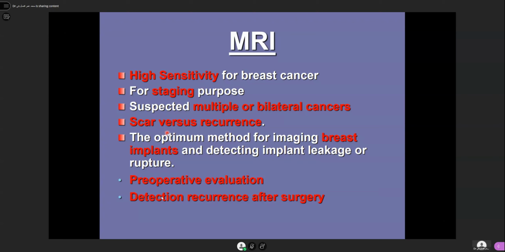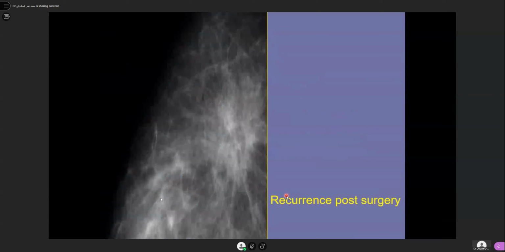So this is the biggest advantage of MRI, and this rule can be applied anywhere in the body. If there is a tumor of any tissue in the body, and we want to differentiate between a surgical scar and a recurrence, MRI is the best modality. It is also the optimum method for imaging breast implants and detecting implant leakage or rupture, for pre-operative evaluation, and for detecting recurrence after surgery.